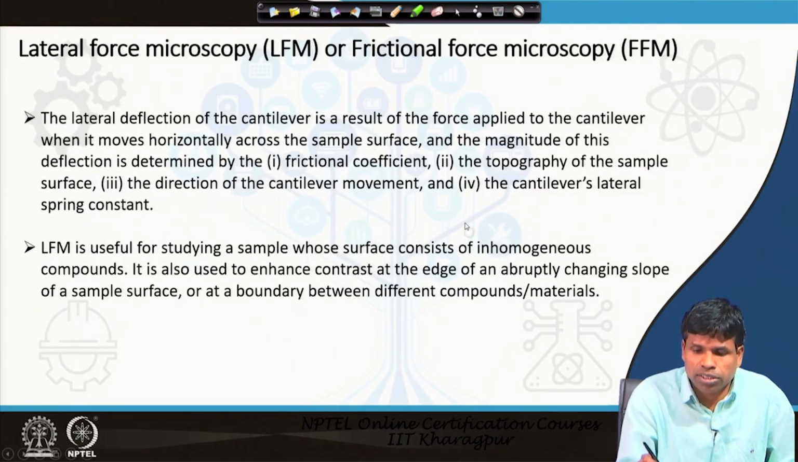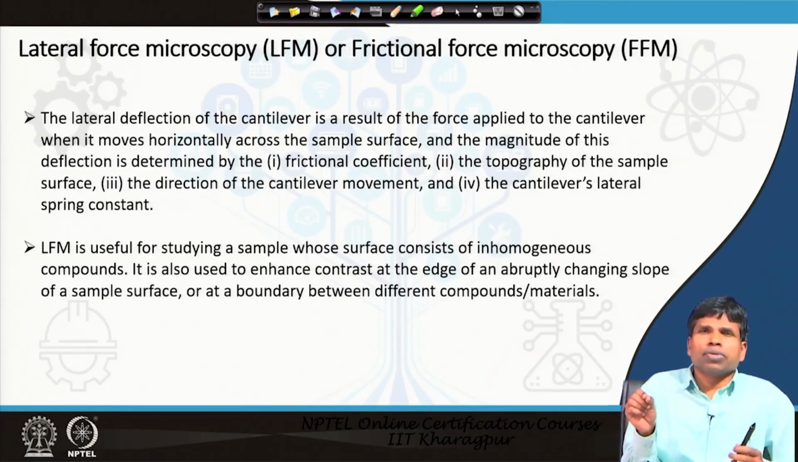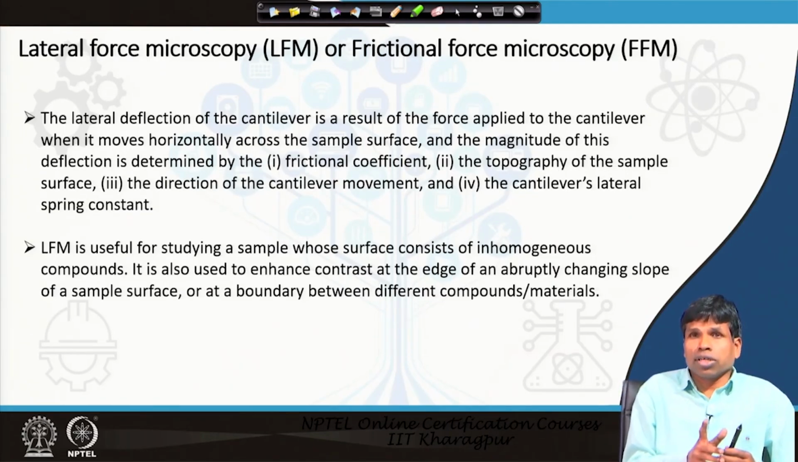or lateral force microscopy. So, in the lateral force microscopy, the lateral deflection of the cantilever is the result of the applied force given to the cantilever when it moves in the horizontal direction, and the magnitude of this lateral force depends on several factors: the frictional coefficient, the topography of the sample surface, and the direction of the cantilever movement, in which direction the tip is moving, left to right or right to left, and the cantilever lateral spring constant.